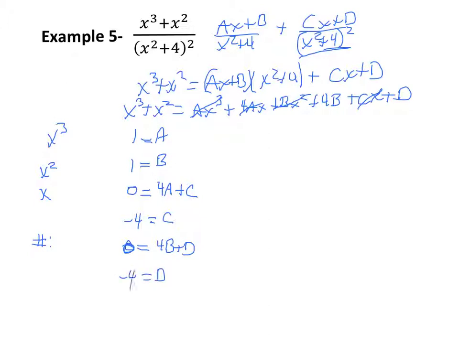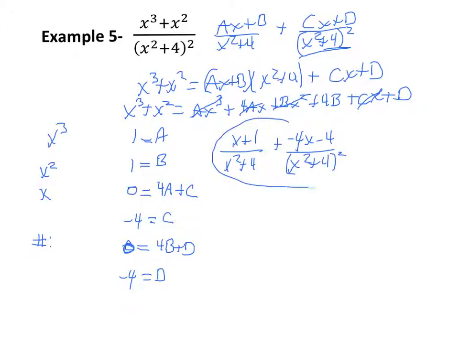We're done, people. So we get 1x, or x plus 1 over x squared plus 4 plus negative 4x minus 4 over x squared plus 4 squared. Partial fraction decomposition. Boom!